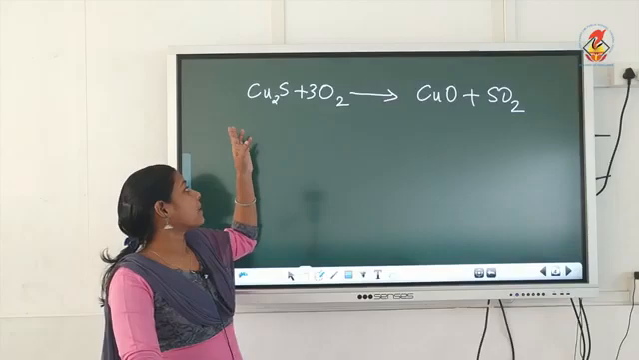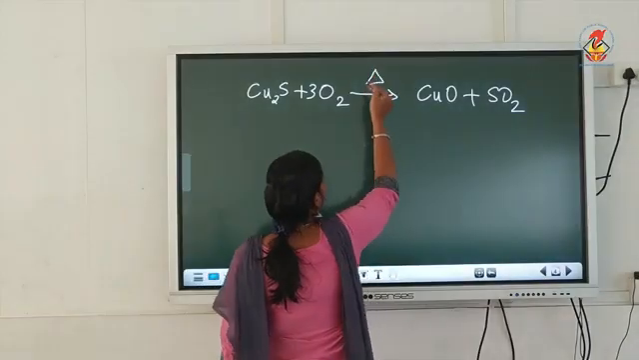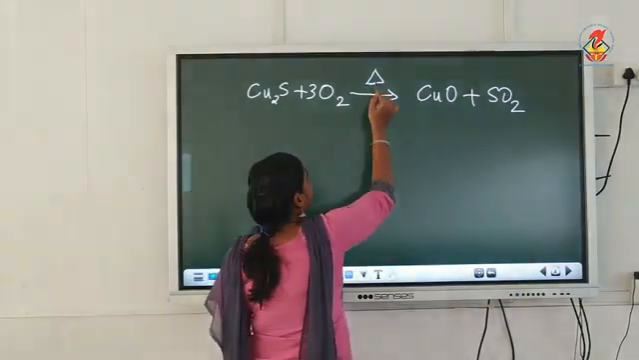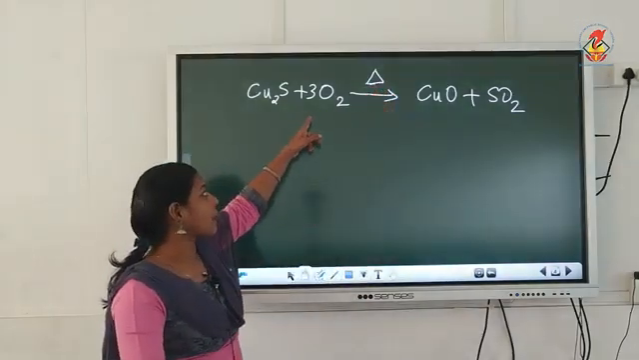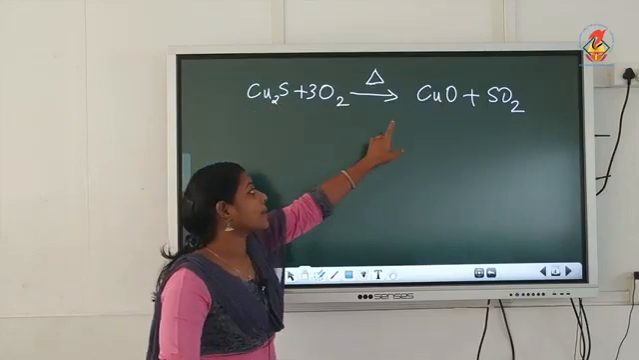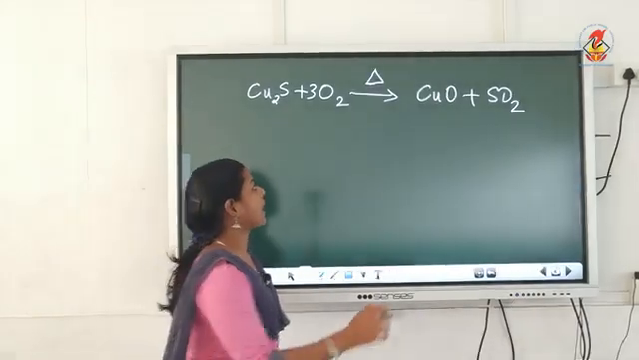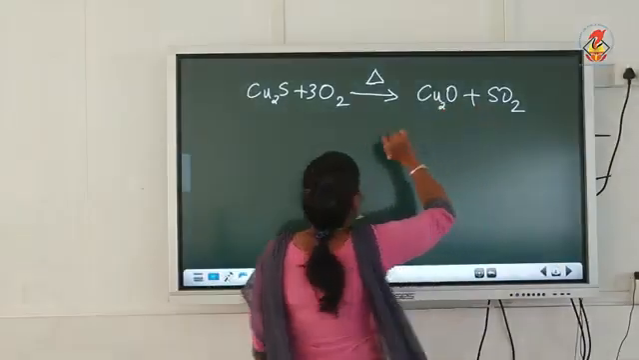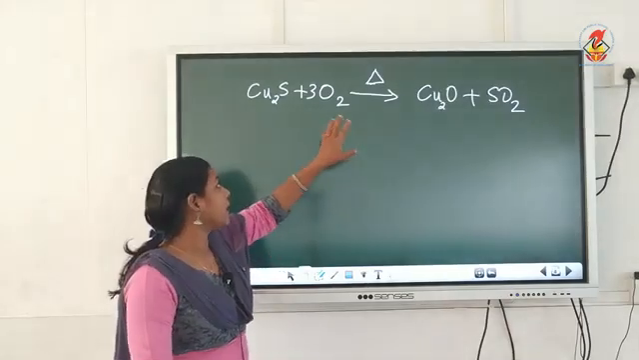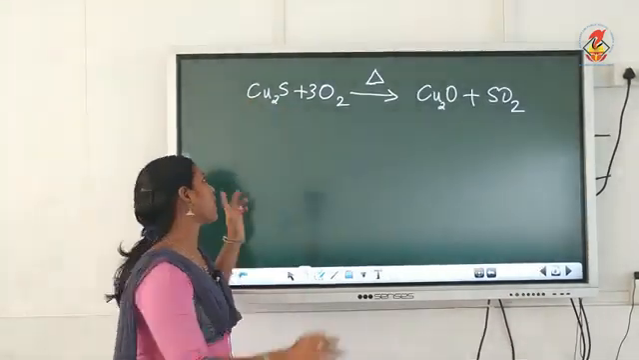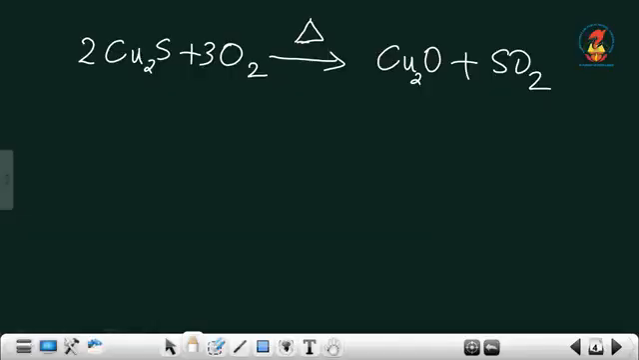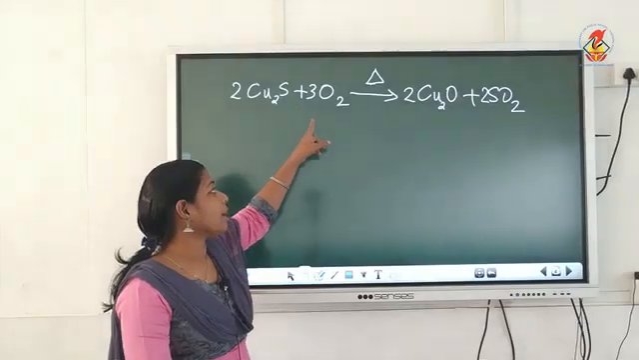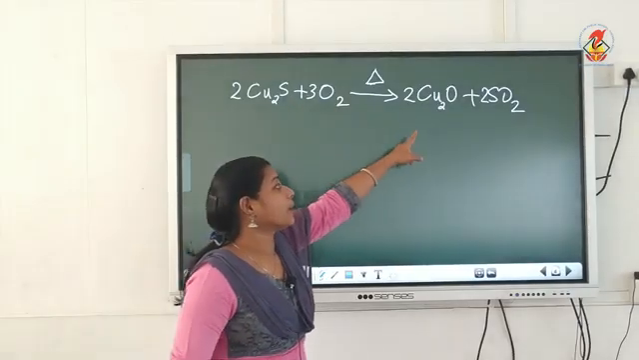So when this copper sulfide is heated, for heating we can either write heat or use this symbol for heating, and we heat the copper sulfide in excess of oxygen. Copper sulfide is converted into copper oxide and sulfur dioxide is produced, and this equation is not balanced. We have to balance that equation. If you balance it, you will get this 2. So while heating copper sulfide in the presence of excess oxygen, you will get copper oxide.